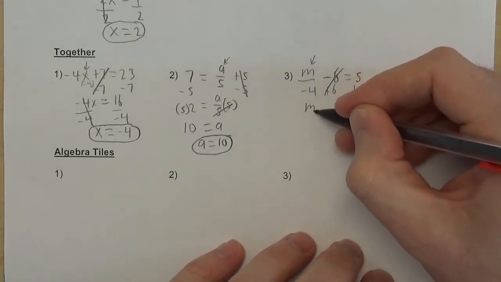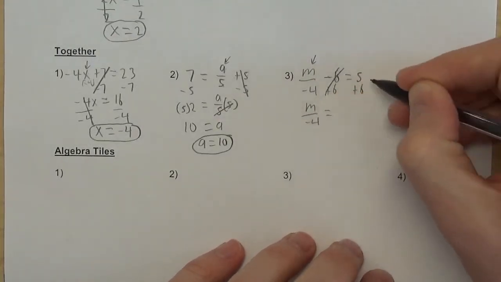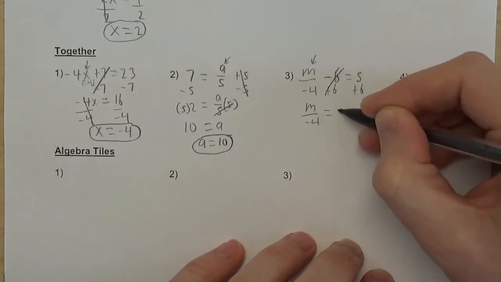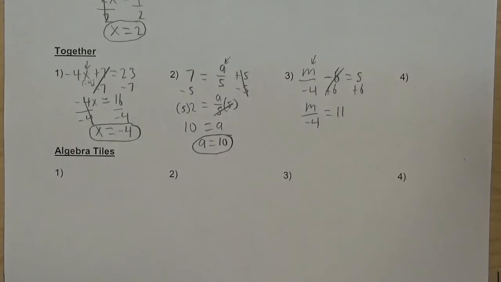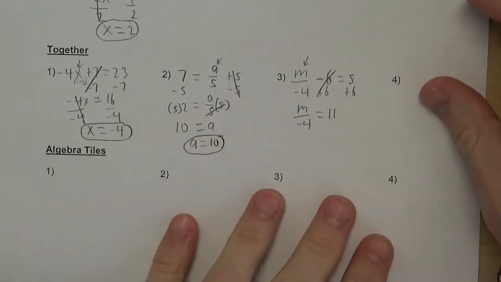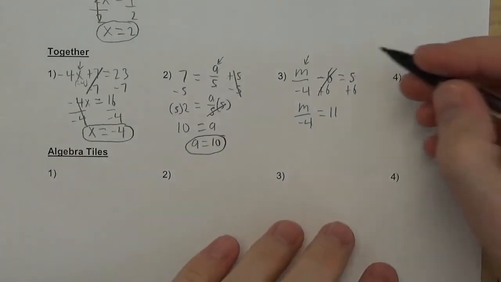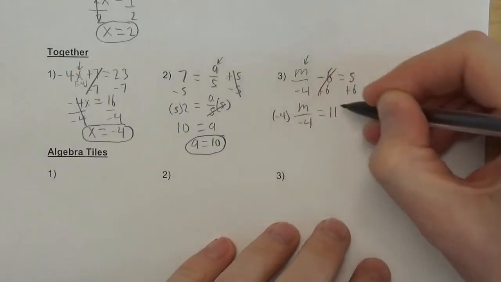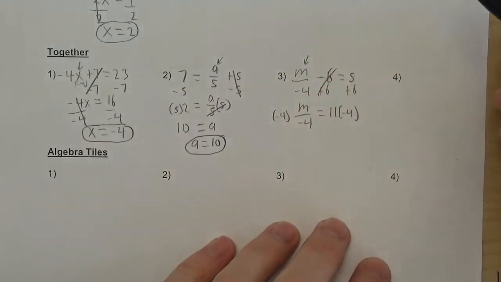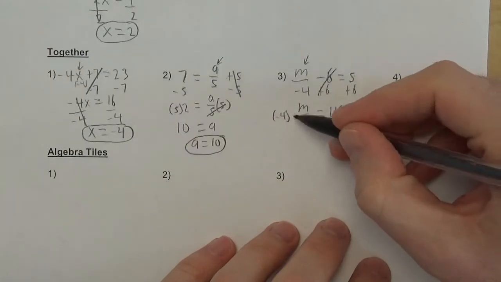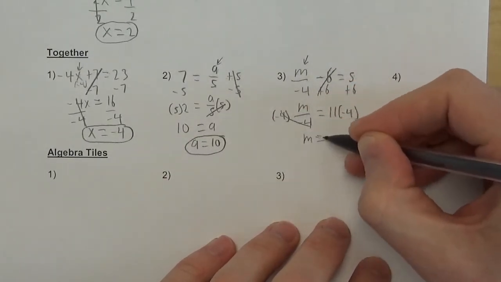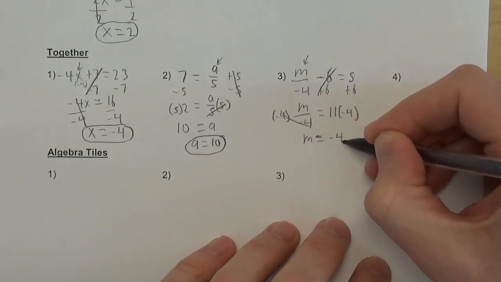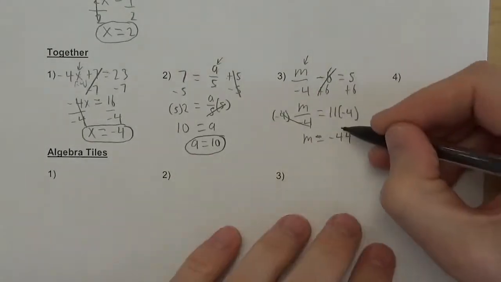We bring down our m divided by negative 4. 5 plus 6 is 11. If m is being divided by negative 4, what's the opposite of divide by negative 4? Well, it's to multiply by exactly that. Multiply by negative 4 on both sides. So times negative 4 and divide by negative 4 cancels out, and m equals 11 times negative 4, which is negative 44. So that should be our answer.